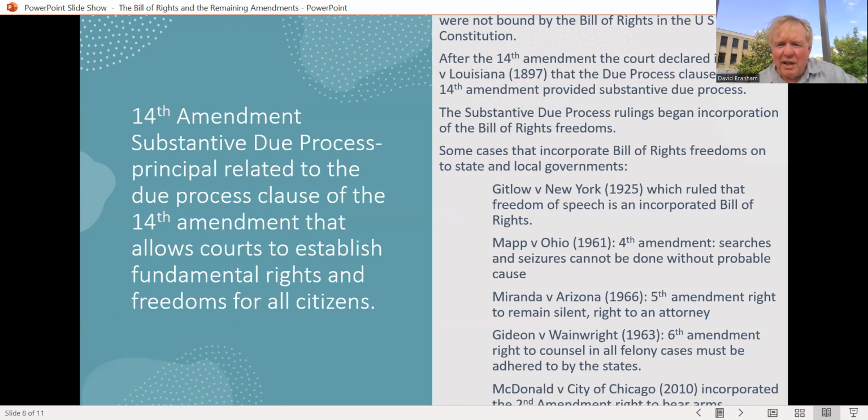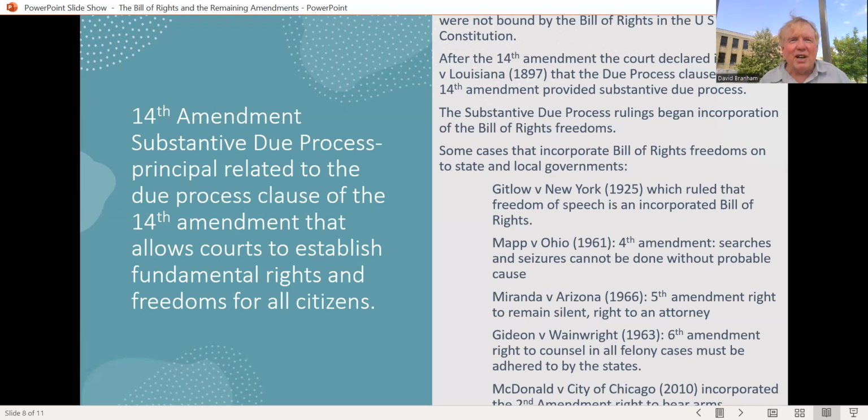So after this 1897 case, where they ruled that substantive due process was there, they started incorporating, slowly but surely, Bill of Rights freedoms onto the states. For instance, in Gitlow versus New York, they incorporated the freedom of speech of the Bill of Rights onto the states. So no state could violate First Amendment freedom of speech after Gitlow versus New York.